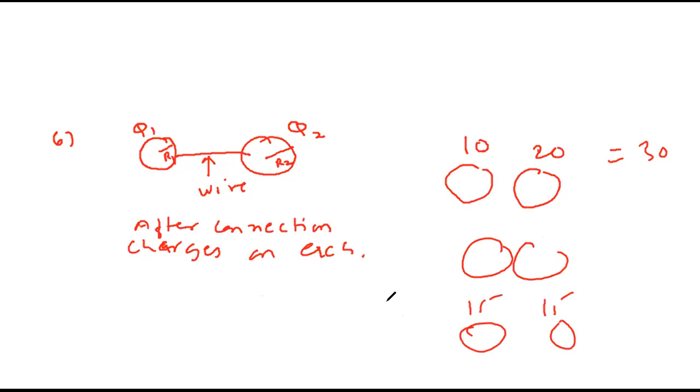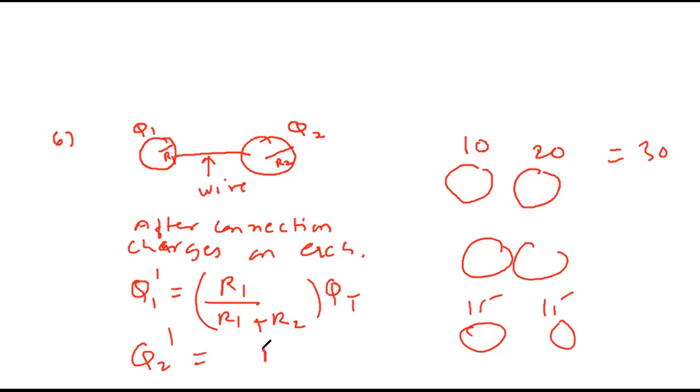So for that we have to remember what is the magnitude. So Q1 dash is equal to R1 upon R1 plus R2 into Q total. This is the formula for charge on first one after connection. And Q2 dash will be R2 upon R1 plus R2 of Q total.